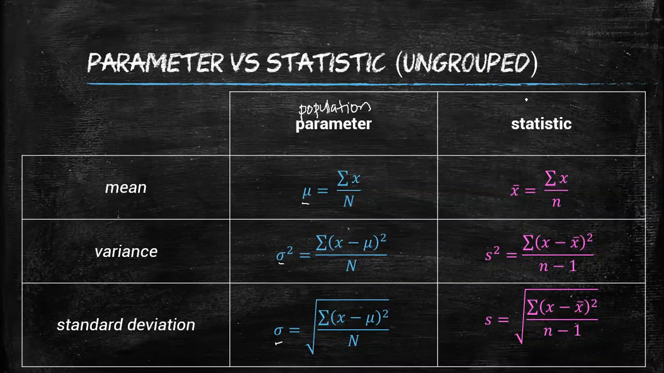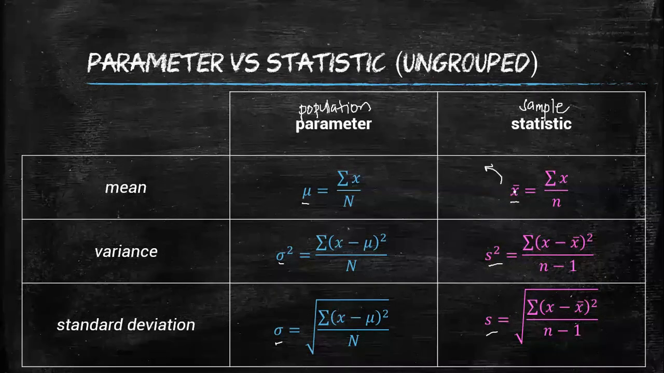Pag statistic naman, siya ay sample. Dito naman, ang ginagamit natin ay Roman letters or yung English alphabet. Kaya meron tayong X bar, S squared, and S. By the way, class, kung mapapansin nyo, merong accent yung X. Meron siyang bar sa taas, kaya ang tawag sa kanya ay X bar. X bar denotes the sample mean. Okay? Actually, medyo similar lang naman sila lahat.